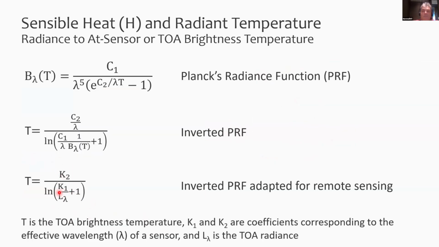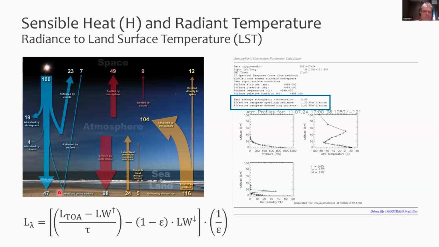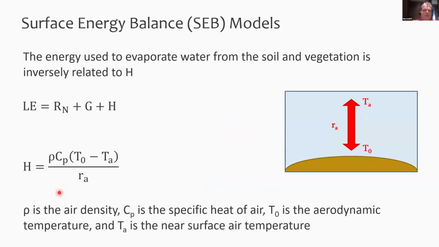this function to convert to land surface temperature. So again, for many of you, I'm sure this is nothing new. So now, what do we use land surface temperature for in terms of estimating sensible heat and ultimately latent heat or evapotranspiration?